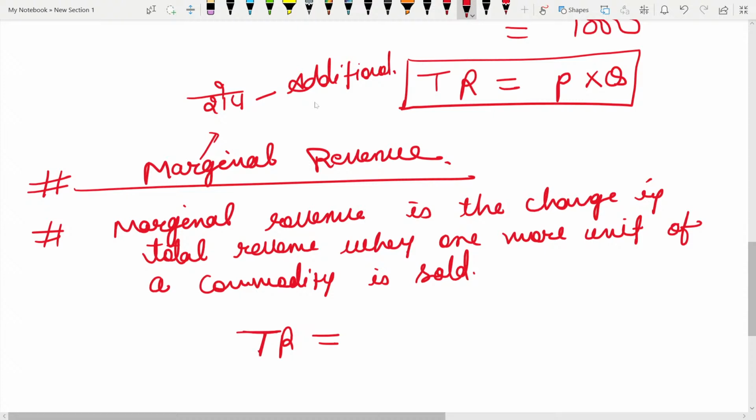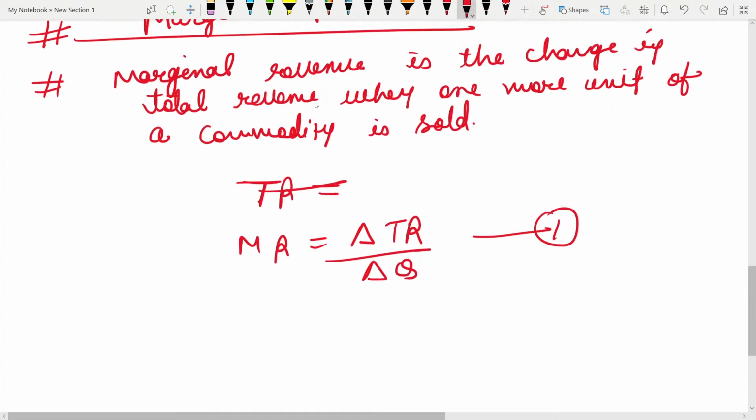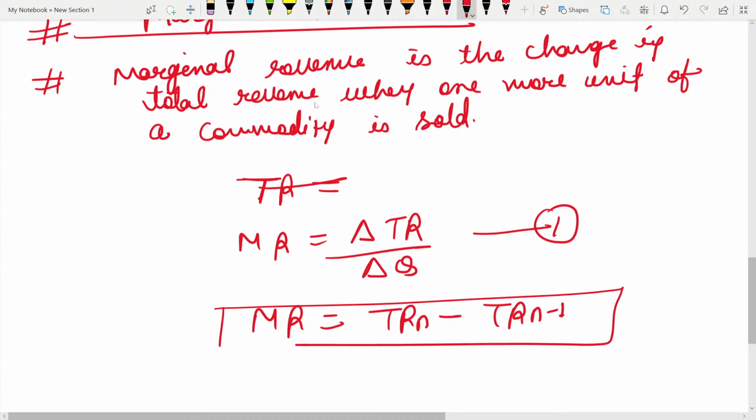Now the formula of marginal revenue: MR is equal to change in TR divided by change in quantity. There are two formulas. The second we can also write like this: TR n minus TR n minus 1. So what is marginal revenue? The change in total revenue that we see when one extra unit is sold in the market.